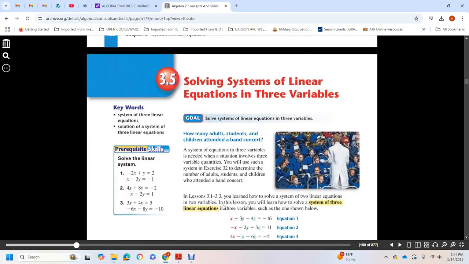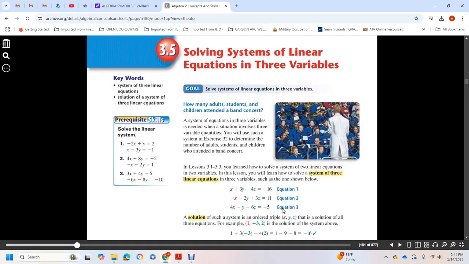3.5, Solving systems of linear equations in three variables. In lessons 3.1 through 3.3, we learned how to solve a system of two linear equations in two variables. In this lesson, you will learn how to solve a system of three linear equations in three variables, such as the system shown below. You have equation 1, which is in standard form ax + by + cz = d, and you have your second and third equations.